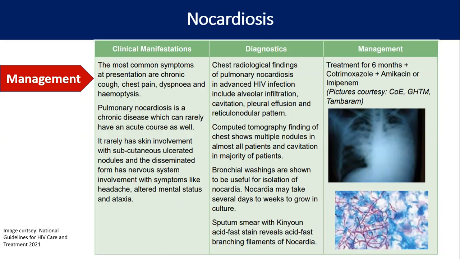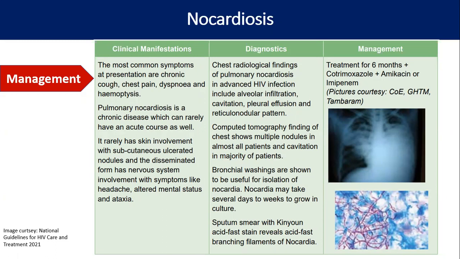Diagnosis: chest radiographic findings of pulmonary nocardiosis in advanced HIV disease include alveolar infiltration, cavitation, pleural effusion, and reticulonodular pattern. And in computed tomography, the chest shows multiple nodules in almost all patients and cavitation in the majority of patients. Bronchial washings are shown to be useful for isolation of nocardia.